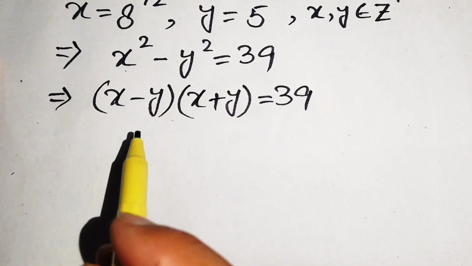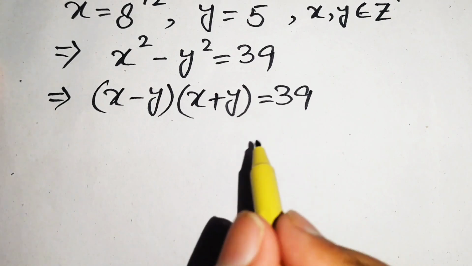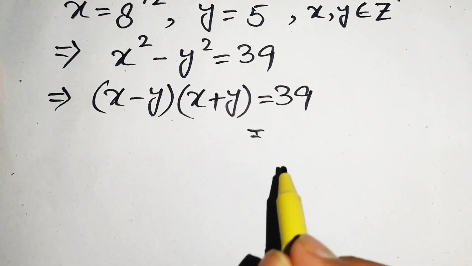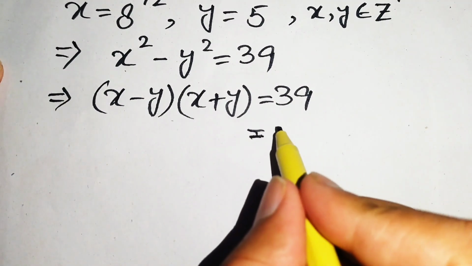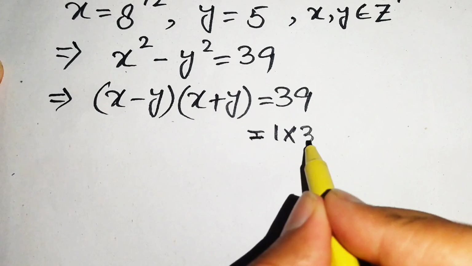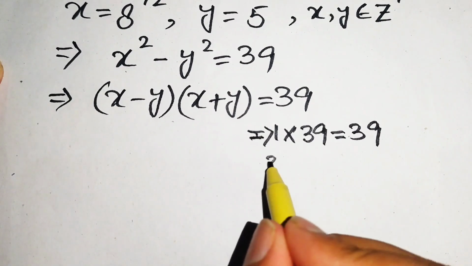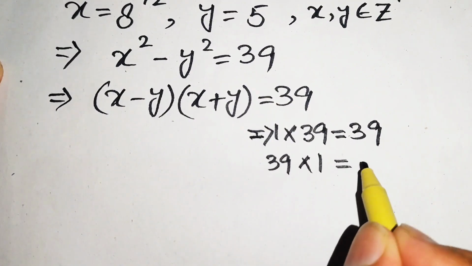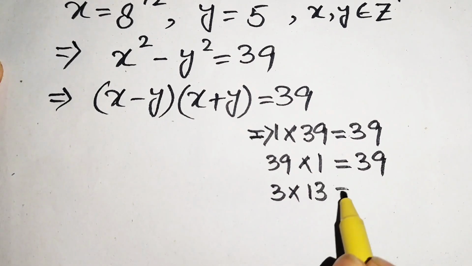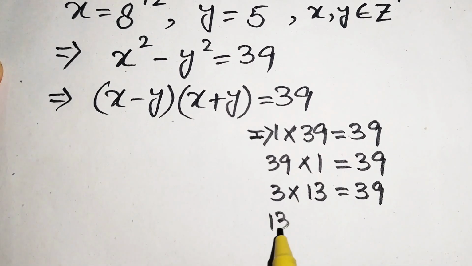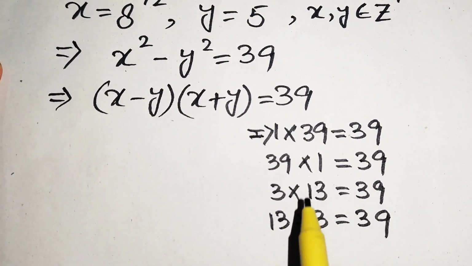After that we focus on the left hand side, and we see that in the left hand side we have two factors, but in the right hand side we have only one factor. So we find the possibilities in which the product of two numbers is 39. The first case is we multiply 1 by 39, it equals 39. If we multiply 39 by 1, it also equals 39. And we have 3 times 13 is 39, and 13 times 3 is also 39. So we have these four possibilities.